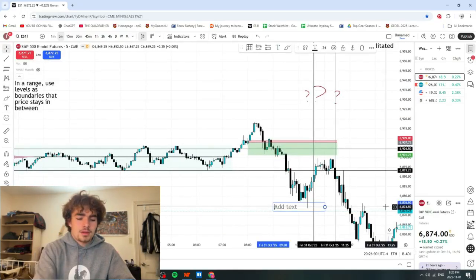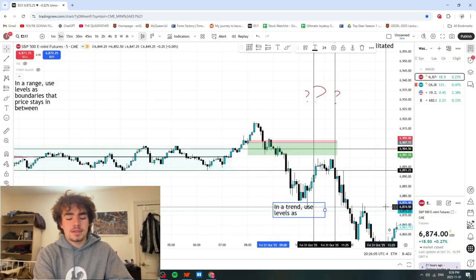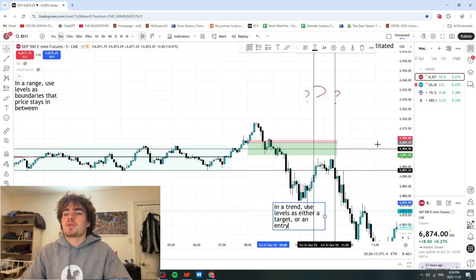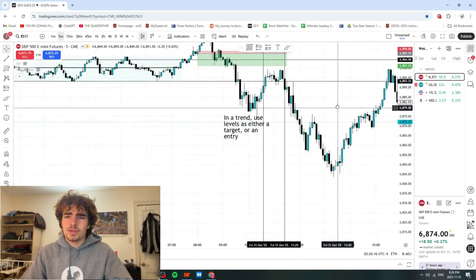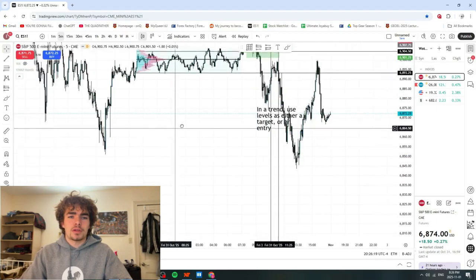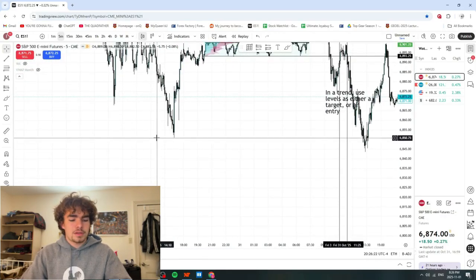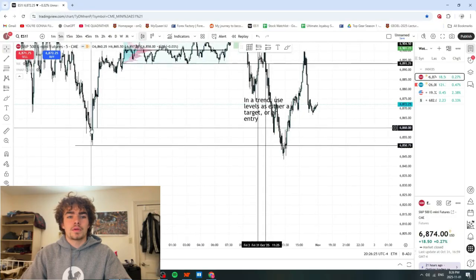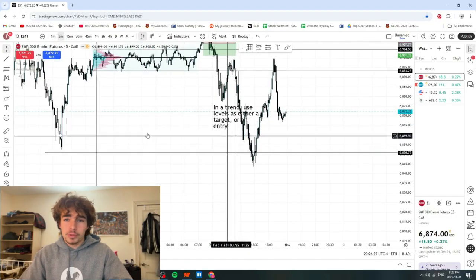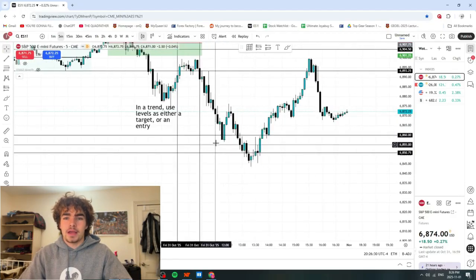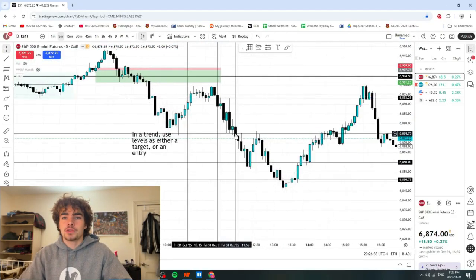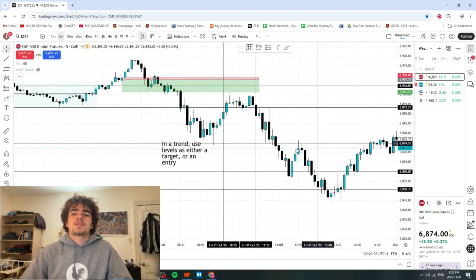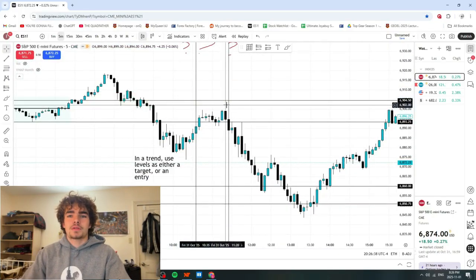And then in a trend, which we have over here, use levels as either a target or an entry. What I mean by this is you won't really get them on this much unless you're looking back here and you label things like this, or you label that. That works for sure. As you can see, these levels both got taken out and a reaction happened off them, showing that they were valid levels. But what you want to be doing here, I have too much stuff on the screen right now.